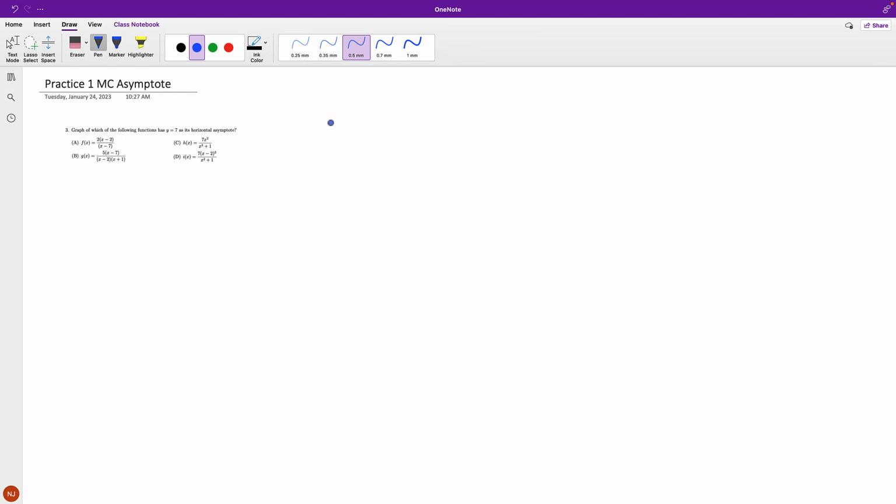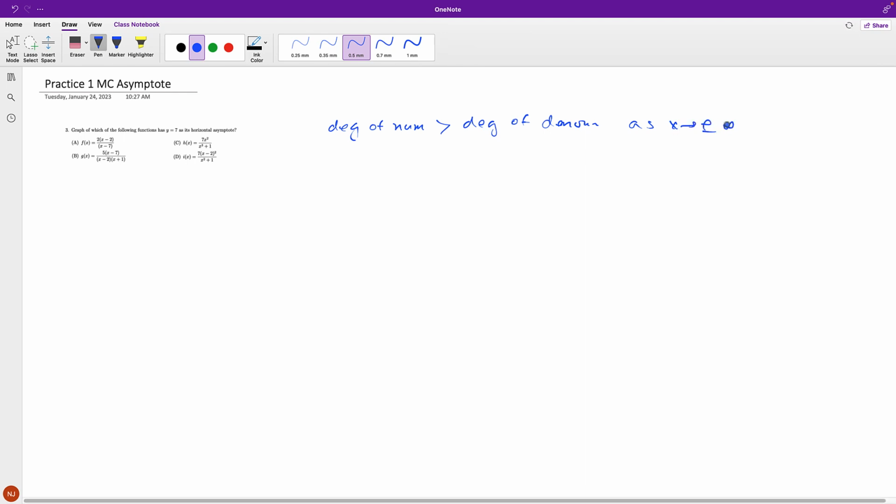If the degree of the numerator is bigger than the degree of the denominator, as x goes to plus or minus infinity, the numerator is going to be heavier, it's going to be growing faster, and therefore f of x, or y, goes to plus or minus infinity.